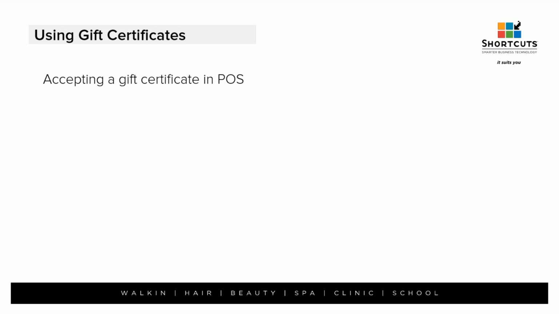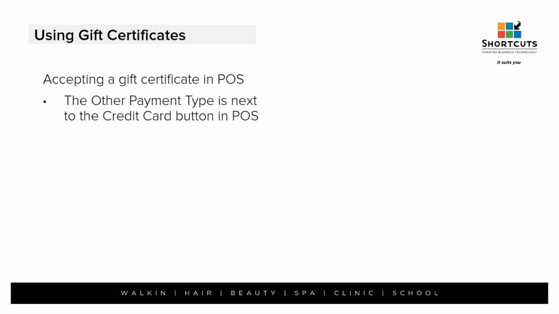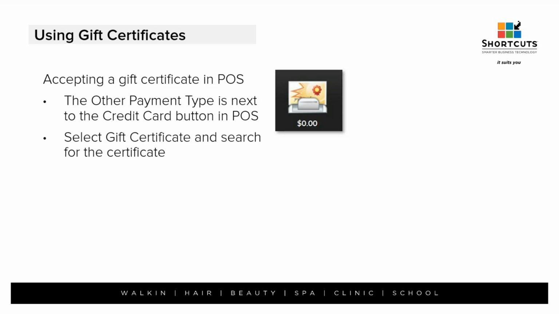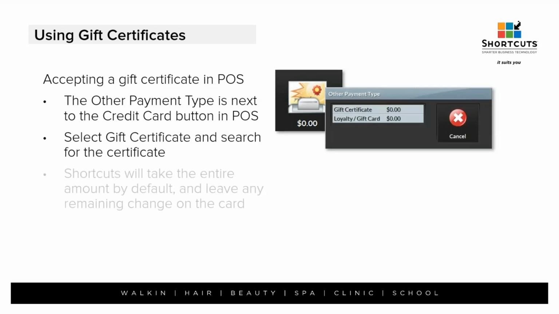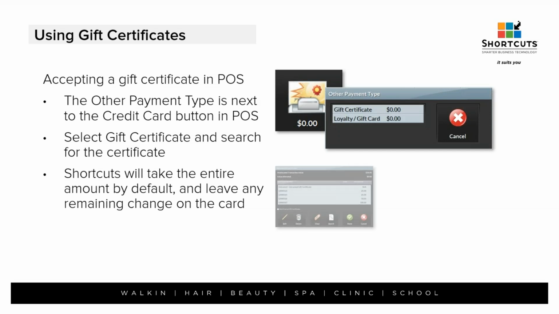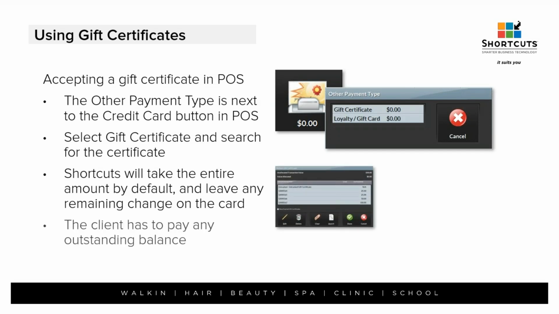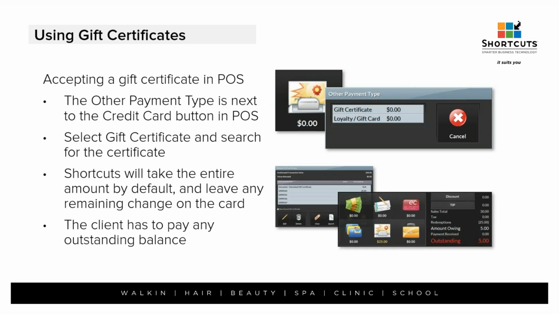When the customer returns, in the point of sale, it's the alternate payment type button. It looks like a white gift certificate. Shortcuts will ask you, what sort of payment is this? Is this a gift certificate? Is this a loyalty or a gift card? If so, Shortcuts will bring up a list of every gift certificate you have. You can type in the number to search for it, or you can just manually select it from your list. Then Shortcuts will deduct whatever that amount is from the visit.